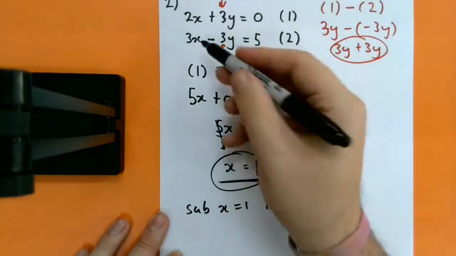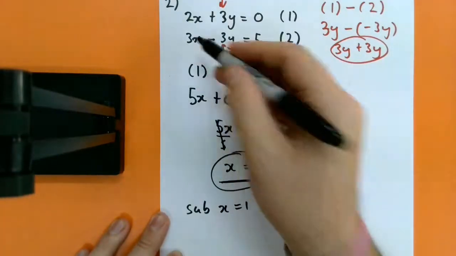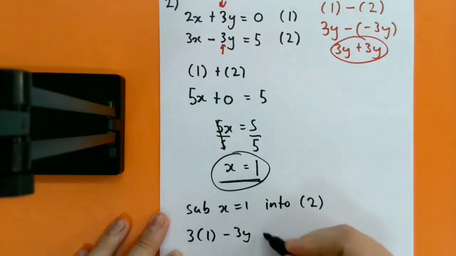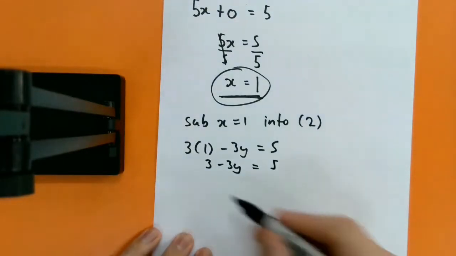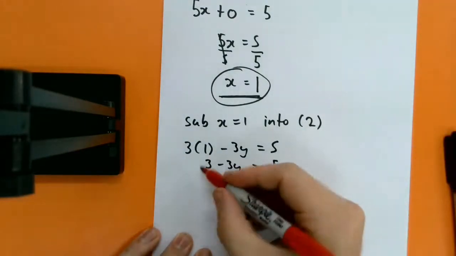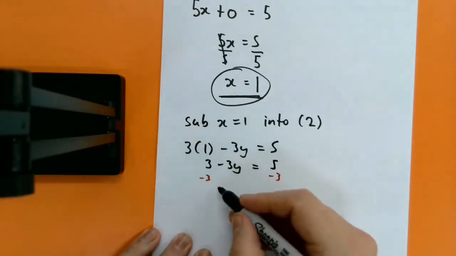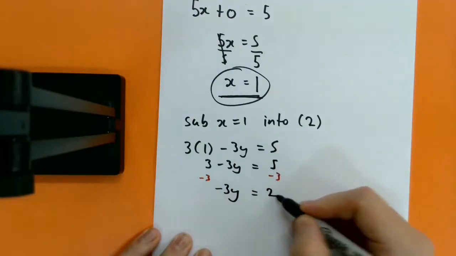Okay, so that means wherever we see an x in this equation up here, we now replace it with a 1. So we have 3 times 1 minus 3y is equal to 5. Okay, so 3 minus 3y is equal to 5. I'm just going to bring this up so you can still see what we're doing. Okay, I need to subtract 3 from both sides, so minus 3 and minus 3. That will cancel there, leaving us with minus 3y is equal to 5 minus 3, which is 2.